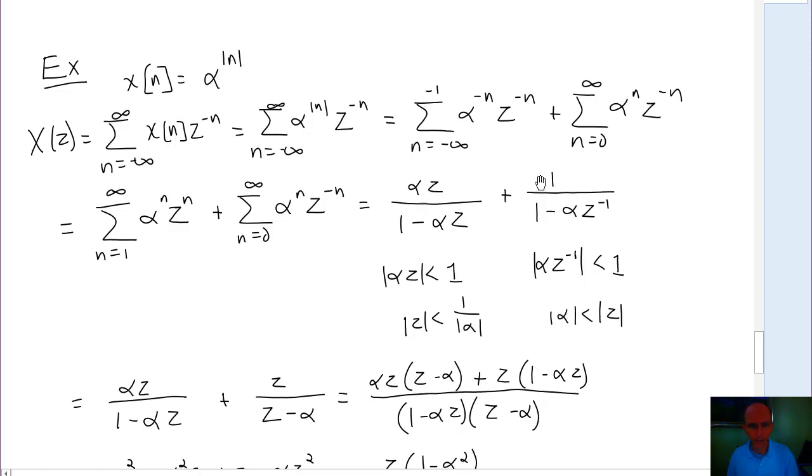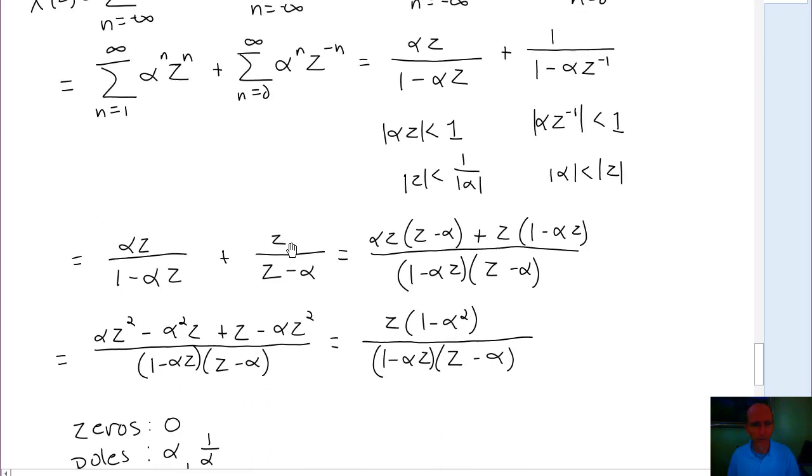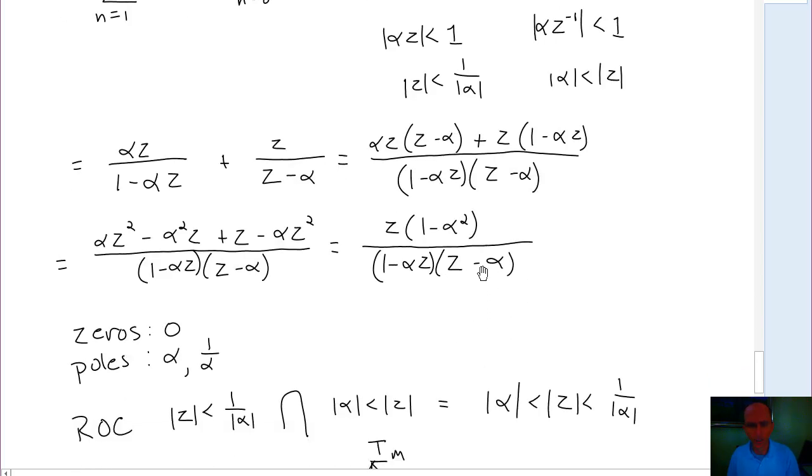Now, if we simplify this, let's take this down here and simplify our fraction, just to put it in terms of one fraction instead of two, we get this final term. And in here we can relatively easily find the zeros and the poles. Looking at the numerator, we see that it has a zero at z equal to 0. And if we set the denominator equal to 0, we see it has two poles, right? Since the denominator now is a polynomial of second order, it's going to have two poles. And so z equal to alpha and z equal to 1 over alpha are going to be our poles.